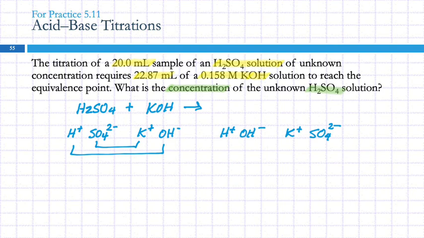H+ and OH- are always going to be H2O liquid. And then these guys, this is a 2- charge, so I need 2 potassiums. If it helps, draw it out. I need 2 of these so that the total positive charge is equal to the total negative charge. So now I've got all my reactants and products, and then I need to balance the equation.